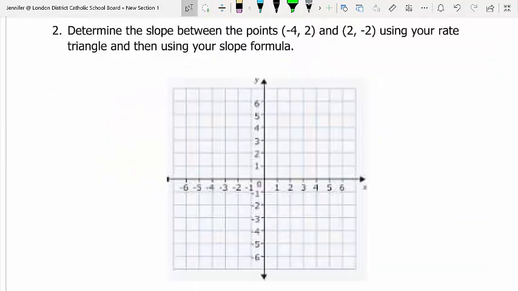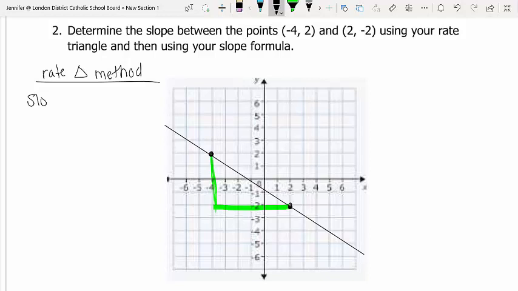Okay, example 2. Determine the slope between these 2 points using your right triangle method and then your slope formula method. So let's first do the old method, so the right triangle method. So negative 4 and 2, plot the points, and then 2 and negative 2. Okay, connect the dots, draw on your right triangle. Okay. Then we know using our right triangle method, the formula for slope is rise over run.